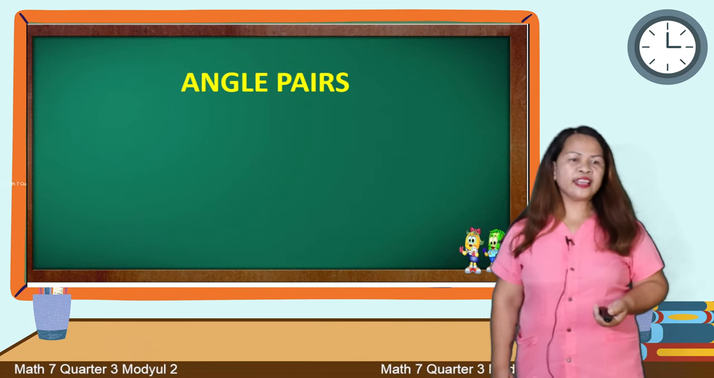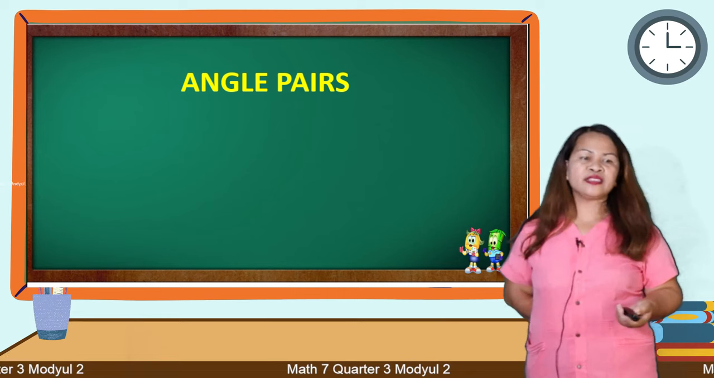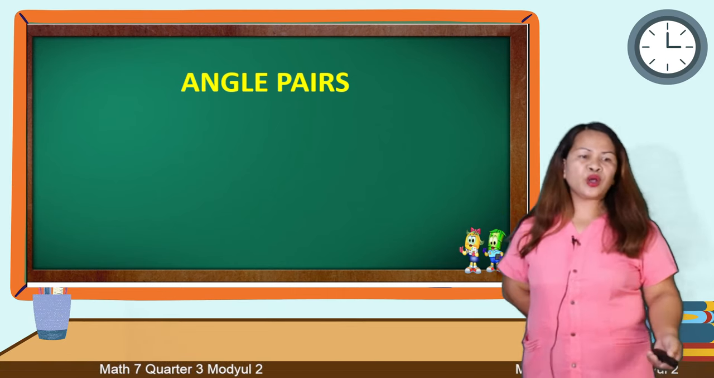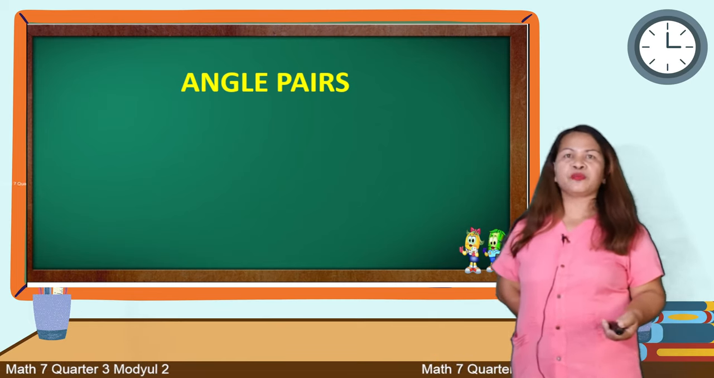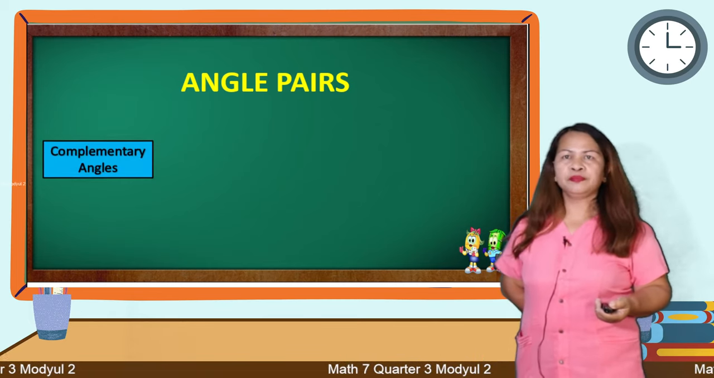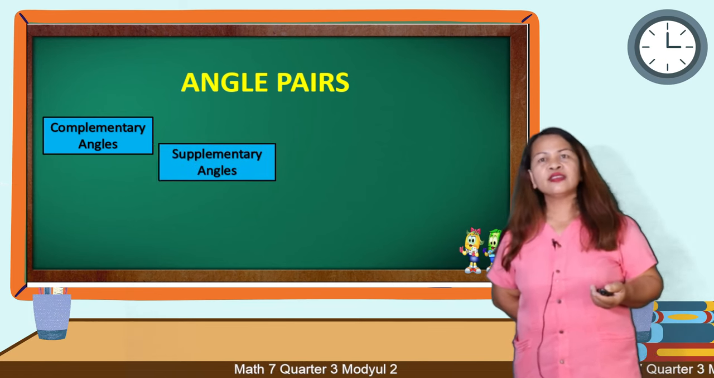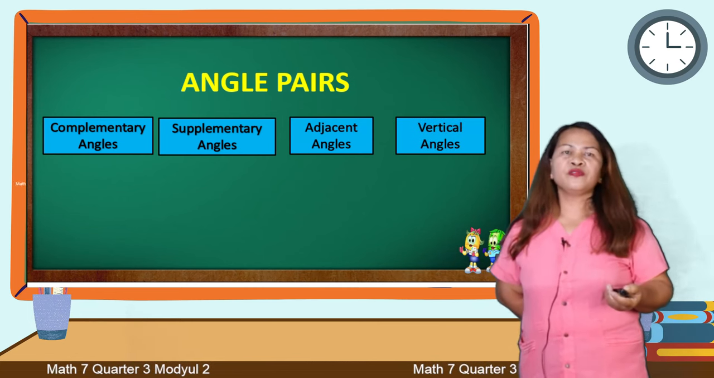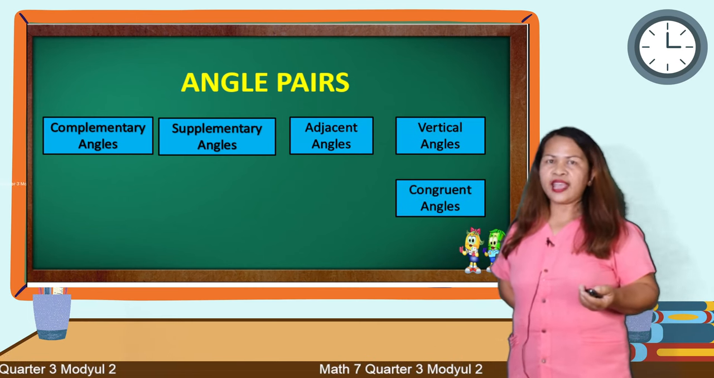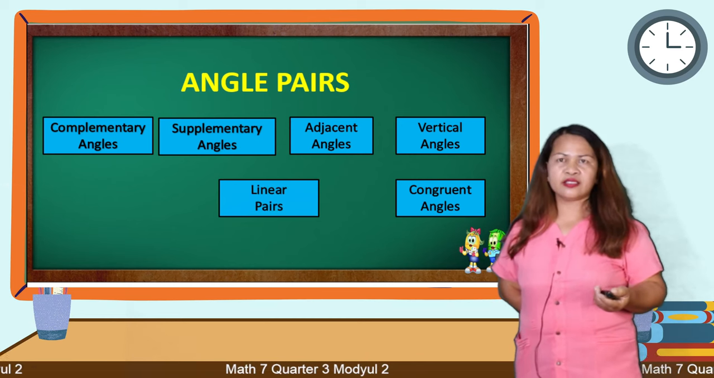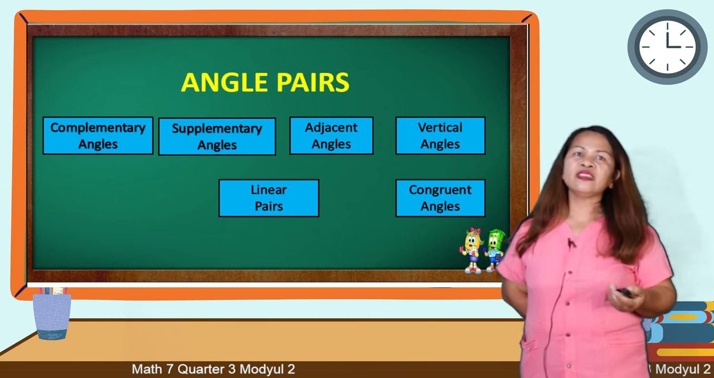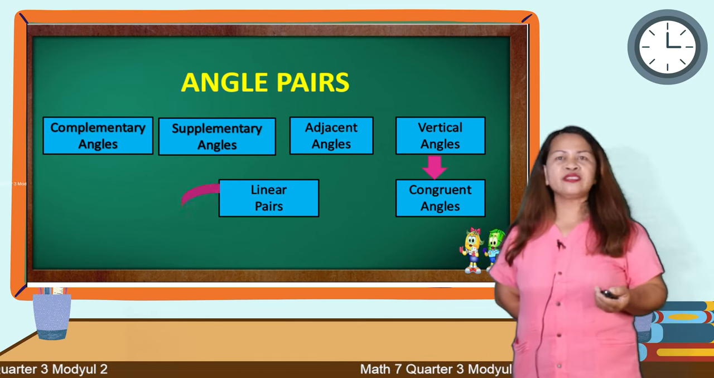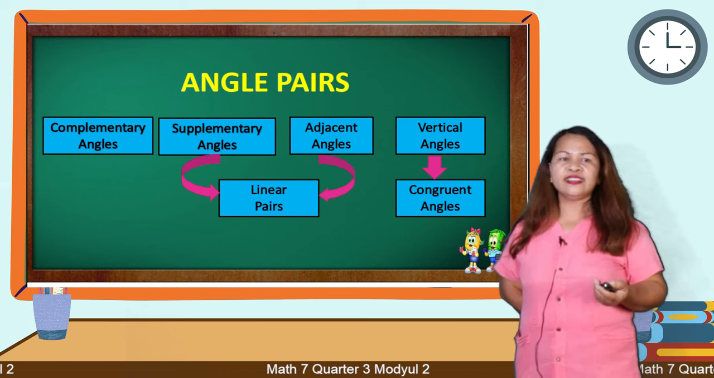I guess you are now ready for your assessment. But before that, let us have our generalization first. We have discussed six pairs of angles, namely complementary angles, supplementary angles, adjacent angles, vertical angles, congruent angles, and linear pairs. Take note, vertical angles are always congruent, and linear pairs are always supplementary angles and adjacent angles.